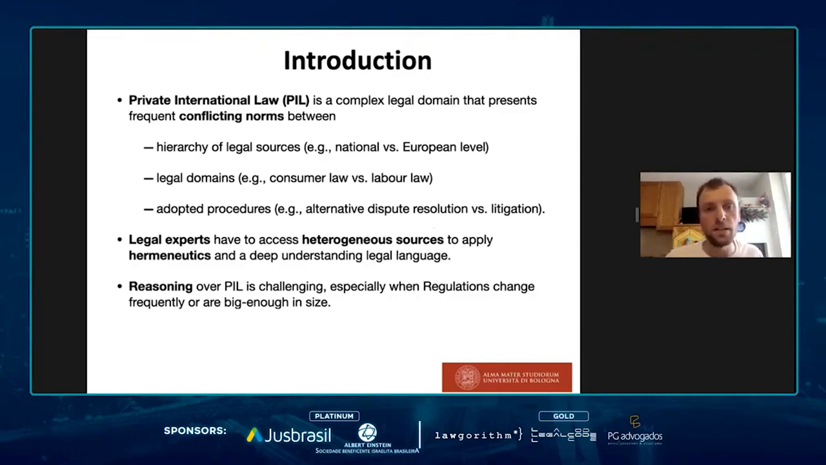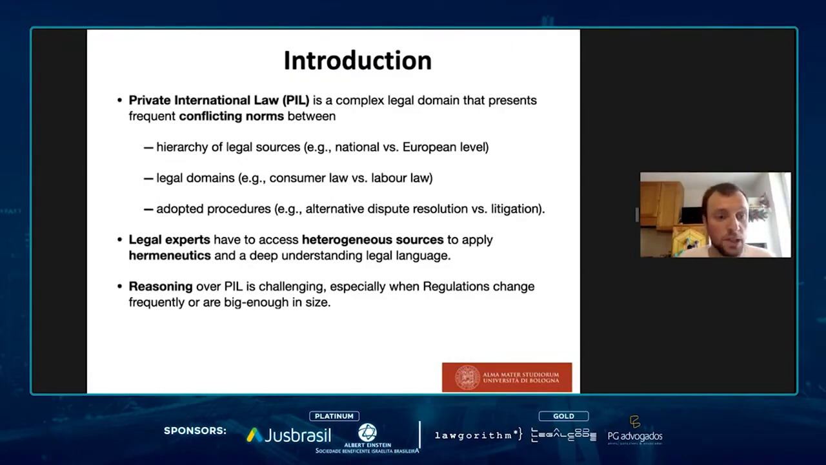The answer is that this is a complex legal domain, as you are aware of, and that presents frequent conflicting norms between a lot of legal sources, a hierarchy of legal sources, legal domains, adopted procedures, and so forth. So it's quite complex to be able to somehow handle all this information.